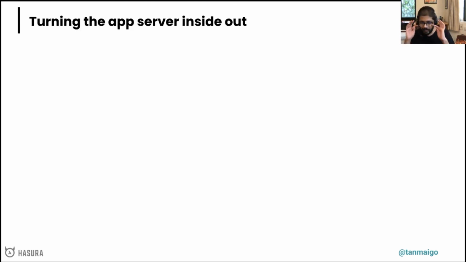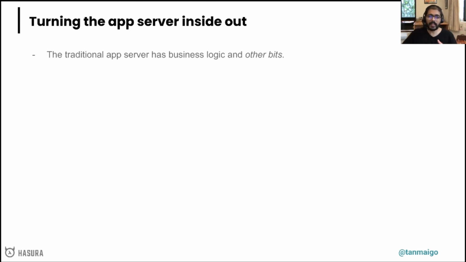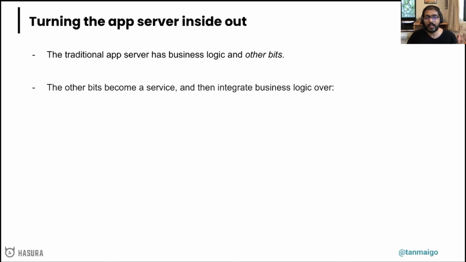So at a high level, the way I think about this is that if you come from an application server background, it's kind of like turning the app server inside out, right? A traditional app server has business logic and other things, right? I'm just going to call it other things. And so what we're doing here is that we're converting the other things into a service and then integrating our business logic over serverless functions. And when we think about integrating business logic with the bits of the app server that we don't want to deal with, there are two ways to deal with it, right?